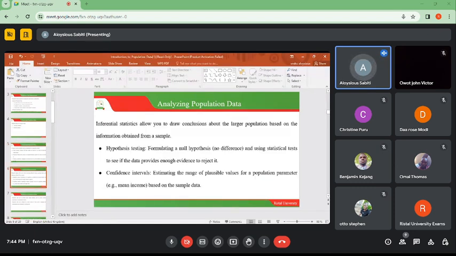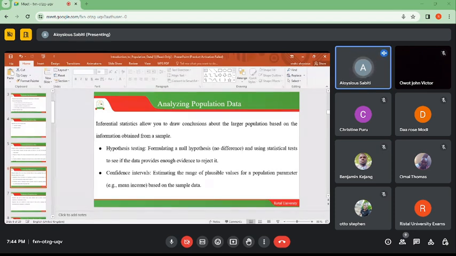So from descriptive statistics, you can use what we call inferential statistics. And this allows you to draw conclusions about the larger population based on the information obtained from a sample. And I think when we are doing reproductive health issues, I think we tackled some of these basic statistics terms. So probably they are not new terms to you as of now.